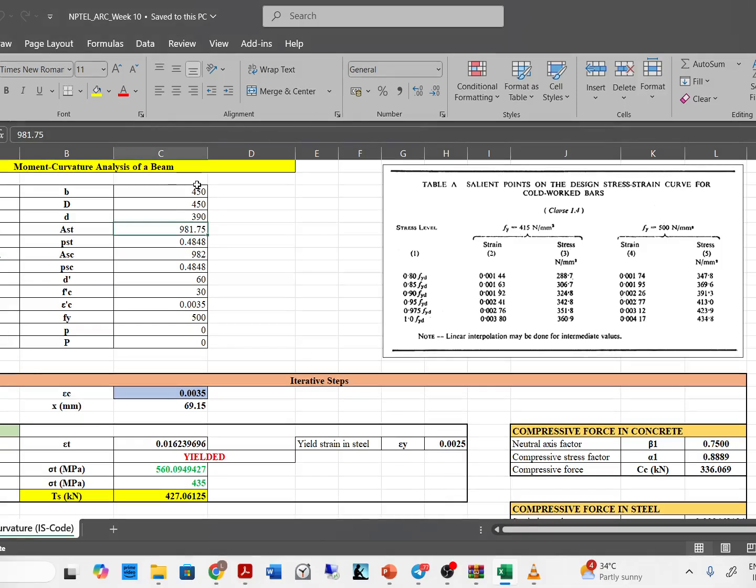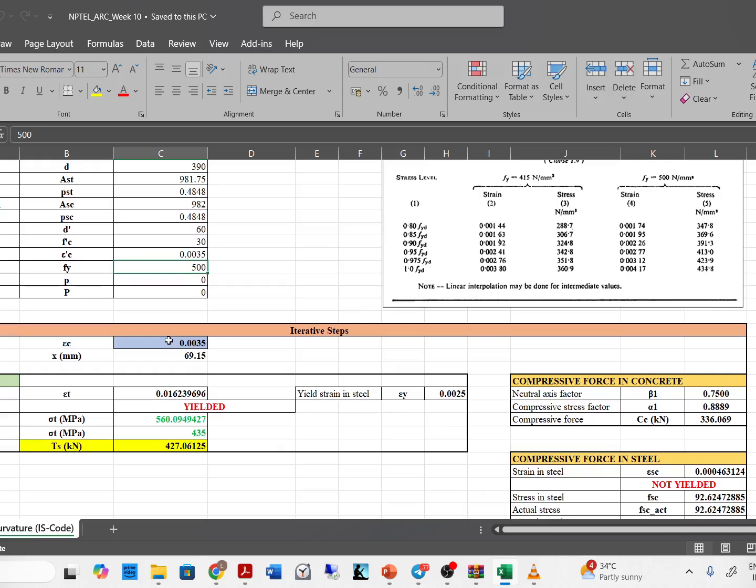Okay, so then it automatically gives the percentage of the tensile reinforcement, and ASC is the same, that is 981.75, and it will automatically calculate the percentage of steel reinforcement in the tension zone and the compression zone, and D prime is 60 millimeter, and the grade of concrete fck is 30 MPa, and then we are considering the ultimate strain of concrete as 0.0035, and the grade of steel is 500 MPa, and we are not considering any axial load.